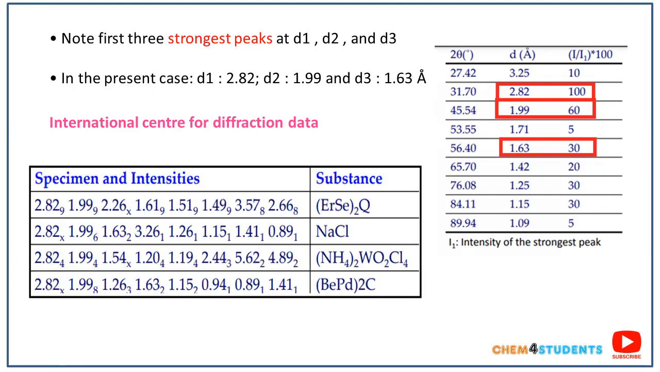Here we got three strongest peaks, that is 2.82, 1.99, and 1.63 angstroms. By using these three values, we can get different types of samples, but exactly these three values match up with NaCl. So finally, we can conclude that NaCl is the compound that we have identified by the X-ray diffraction technique. So this is about the X-ray diffraction technique.